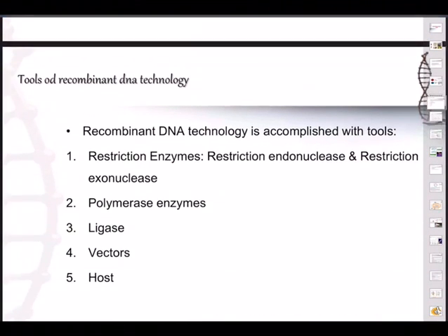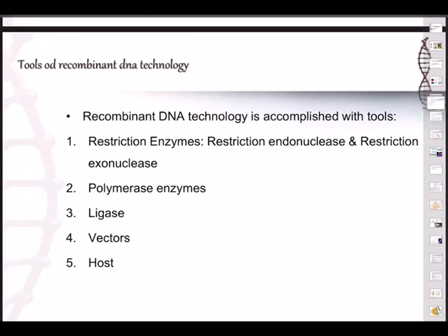But for all the steps that we talked about, we need some tools. Without these tools, we cannot make recombinant DNA. So without recombinant DNA, there cannot be a cloned plasmid. So first and foremost, recombinant DNA technology is accomplished with the following tools. First and foremost, restriction endonucleases. We need to have these. They will act as molecular scissors. So remember this, the molecular scissors are restriction endonucleases and restriction exonucleases. These two molecular scissors must be there.